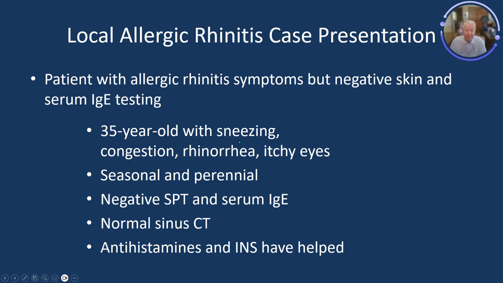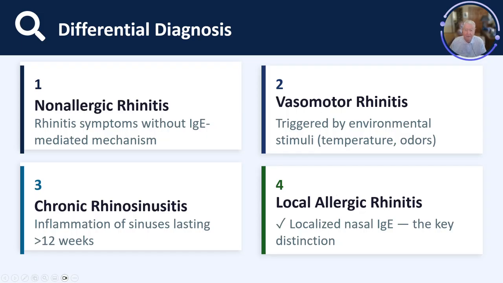This patient is a 35-year-old with sneezing, congestion, rhinorrhea, itchy eyes, seasonal and perennial, negative skin prick test and negative serum IgE to all the appropriate allergens, normal sinus CAT scan, no history of sinus infections. Antihistamines and intranasal steroids have helped. But with a negative skin test, if you think he or she has allergic rhinitis, how do you handle it? Well, you look at a differential diagnosis.